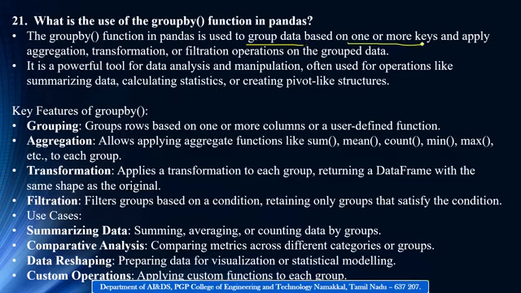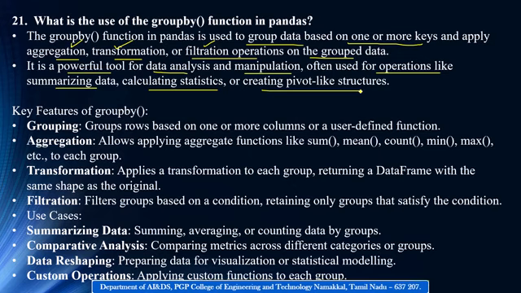So based on one or more fields or values, you apply aggregation, transformation, and filtration operations on the grouped data. Once you group the data, you can do all this. Pandas is a very powerful tool used for data analysis and manipulation, often for operations like summarizing the data, calculating statistical values, and creating pivot structures. A pivot table or contingency table you can create. All these things we can do.